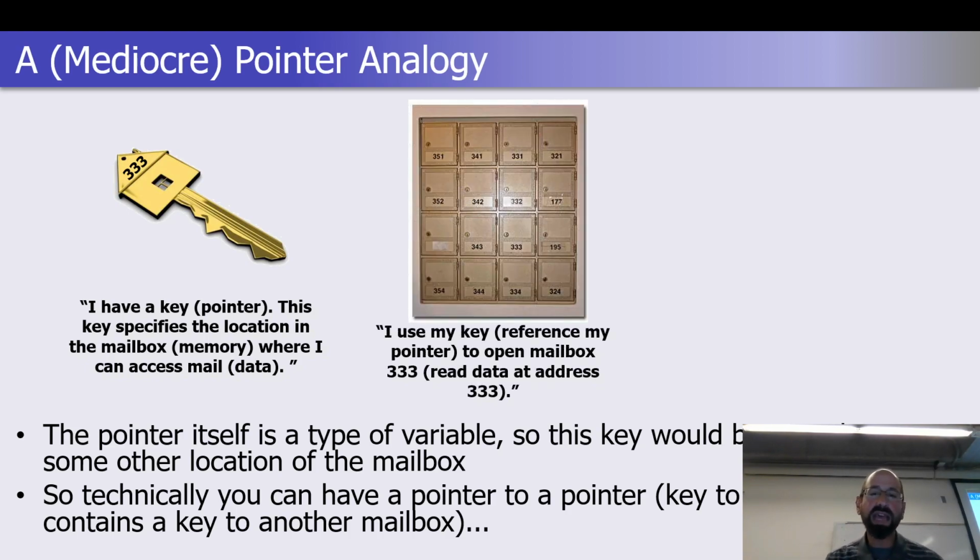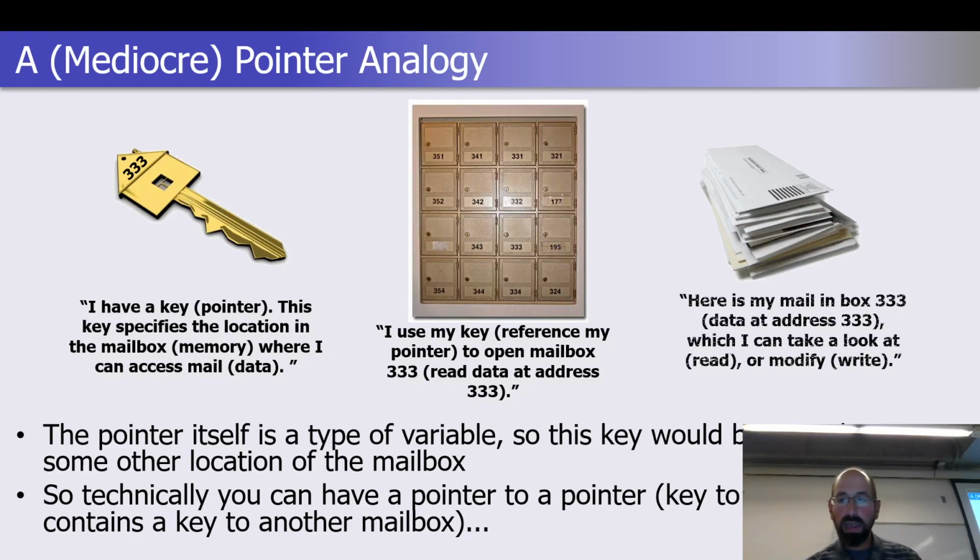I then use that key, that's the referencing or following my pointer, to open the mailbox 333, to read the data at address 333. And then I have the mail. I have whatever content is in the mailbox at location 333. That is corresponding to the data at address 333. Once I have that open mailbox, I can do whatever I need to do with it. I can read it. I can modify it, equivalent to reading or writing our data variables that we have here.